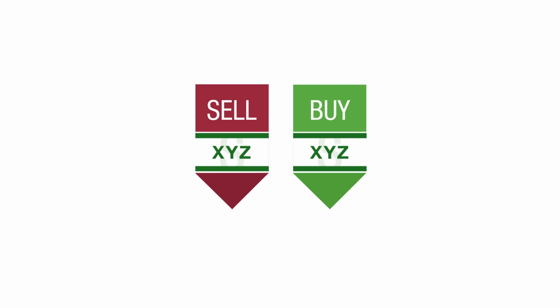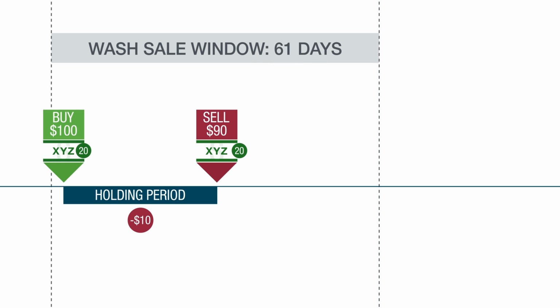For our second example, let's see how the wash sale rule applies when you buy more or fewer shares than you sell. Say this investor purchased 20 shares of XYZ stock at $100 per share. He sold all 20 shares at $90 for a loss of $10 per share. 15 days after the sale, he repurchased 10 shares of XYZ stock at $92 per share. How do you think the cost basis would be adjusted in this situation?